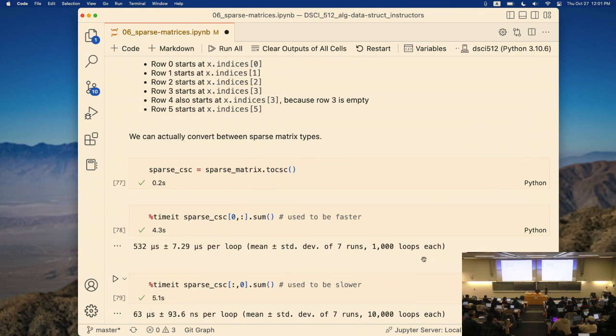How long does it take to convert? Not sure. There's a lot of details to how these operations are done. That's not even mentioned in the documentation itself, I think. It should be somewhere in the technical papers that are published for SciPy.